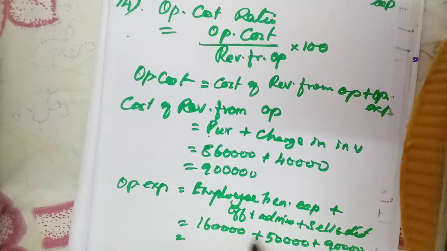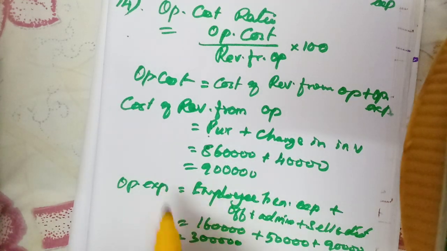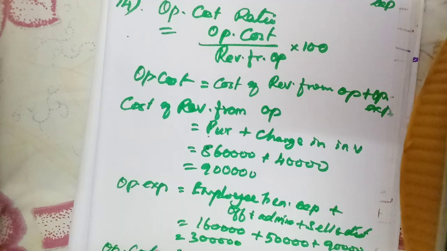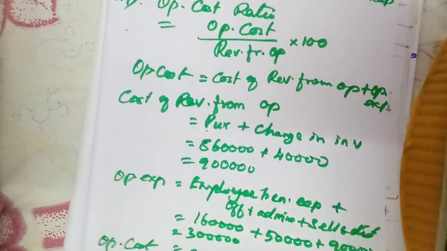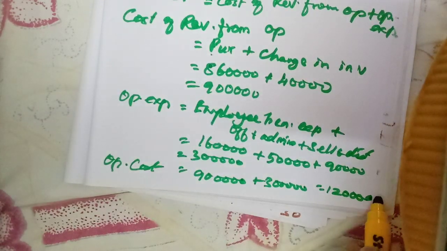1 lakh, 1,40,000, or 2 lakh, 3 lakh. Okay, so now cost of revenue from operation given is 9 lakh. Operating expenses 3 lakh. Okay, so we can calculate the operating cost is equal to 9 lakh plus 3 lakh. 9 lakh plus 3 lakh, how much? 12 lakh. Okay, 12 lakh.